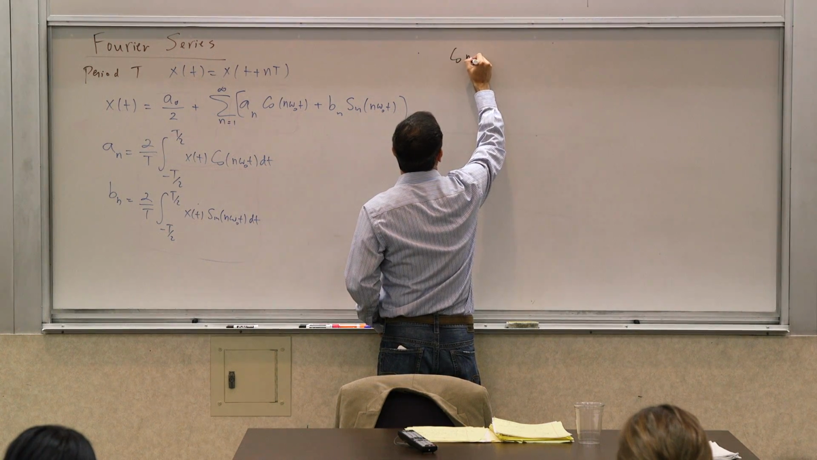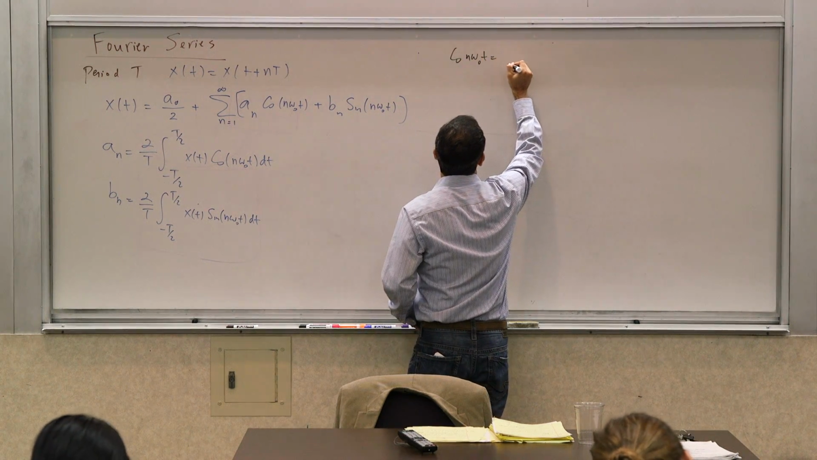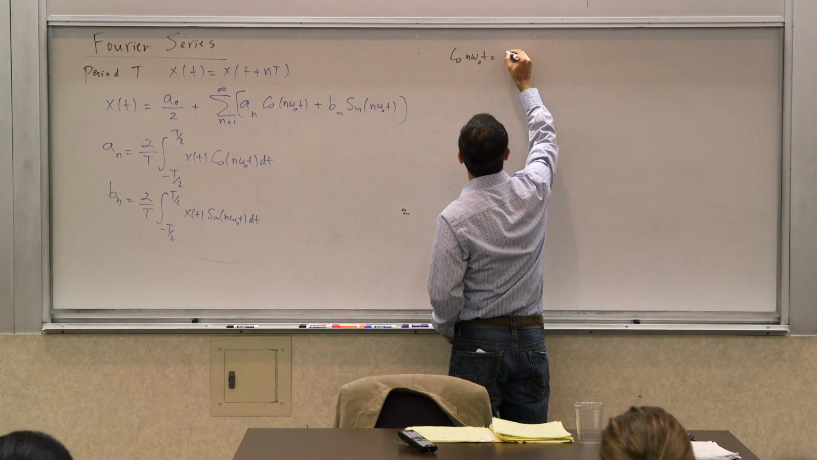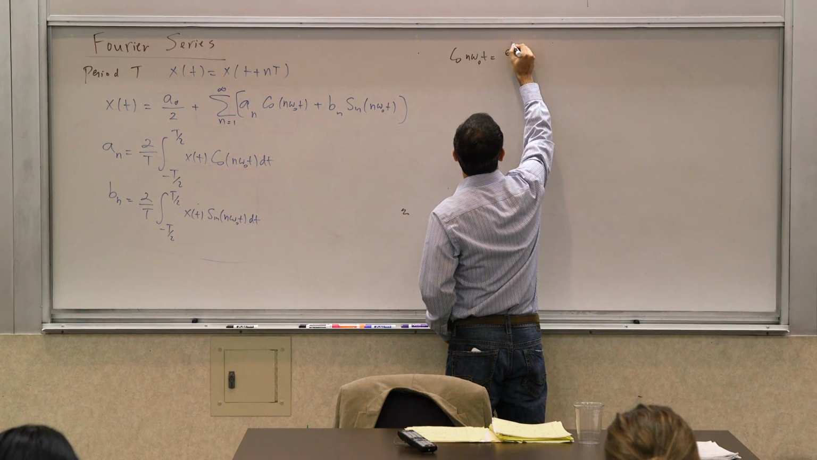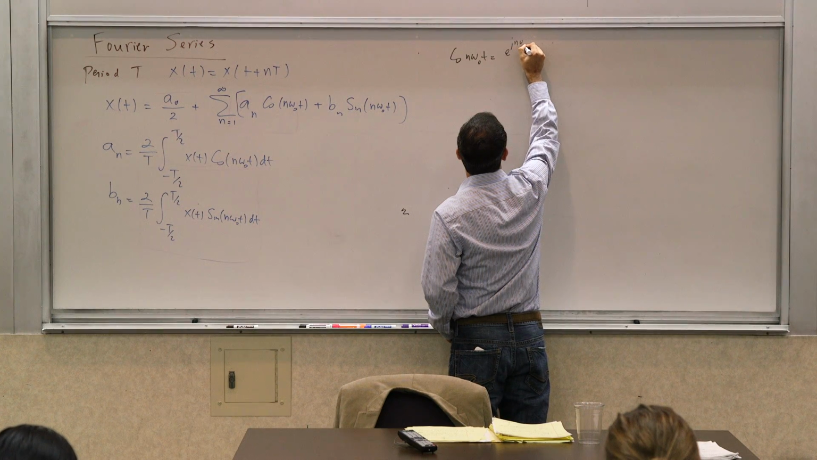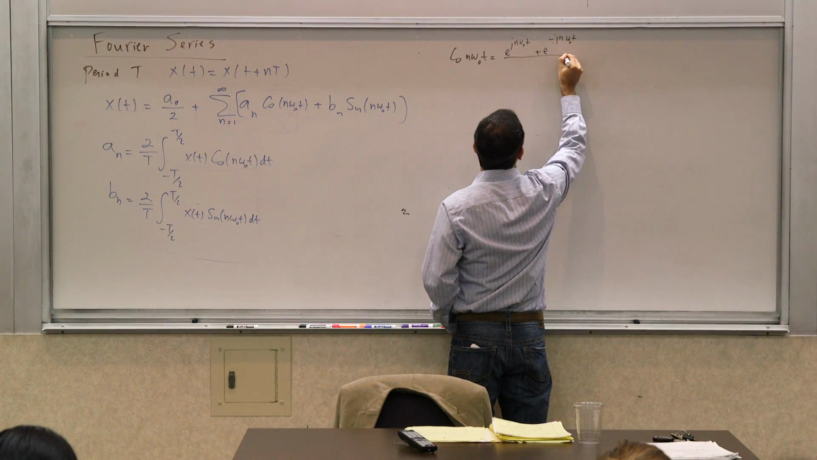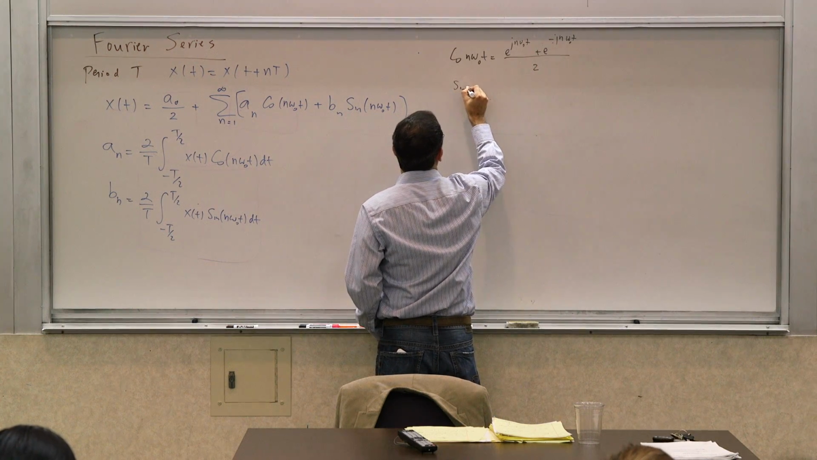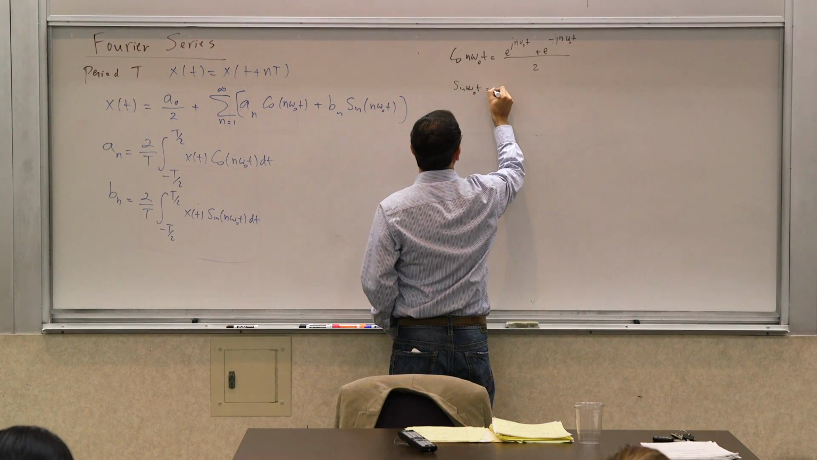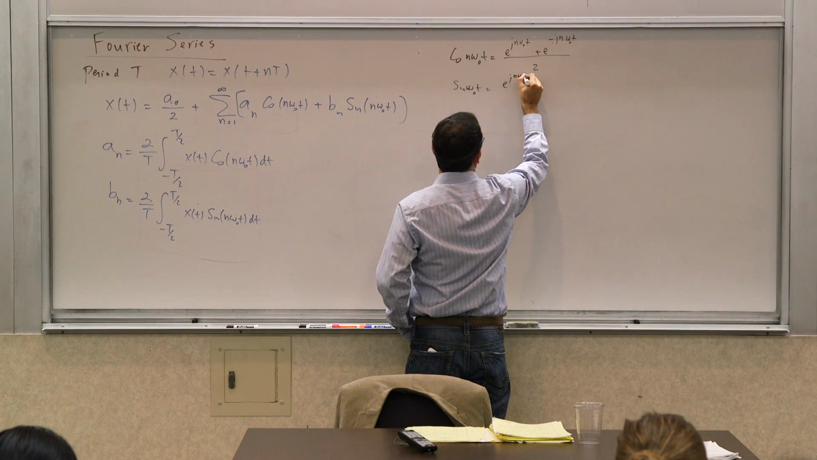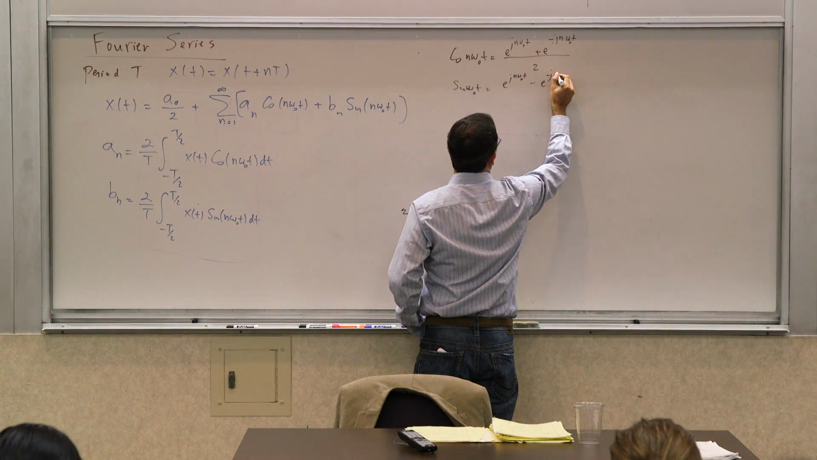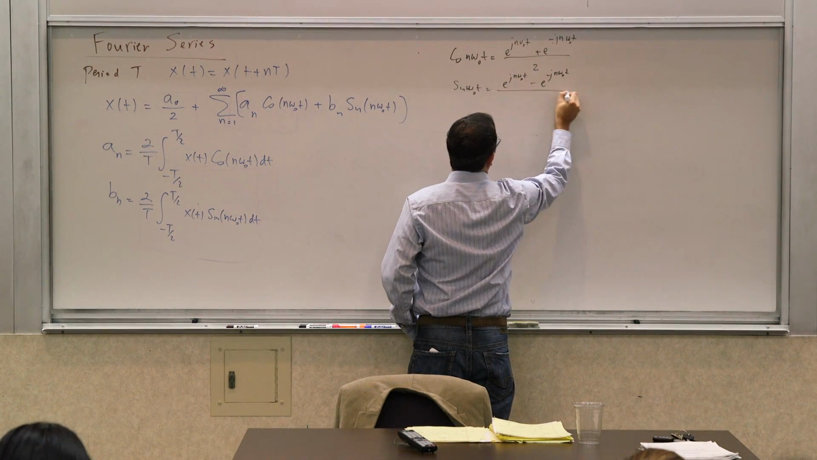So cosine of n omega naught t, we know we can write it in terms of exponentials, right? So we can write it as e to the j n omega naught t plus e to the negative j n omega naught t, over 2. And we know that the sine similarly can be written as e to the j n omega naught t minus e to the negative j n omega naught t, over 2j.